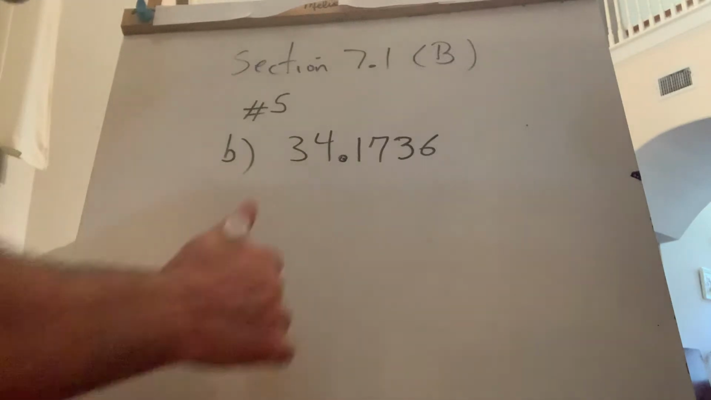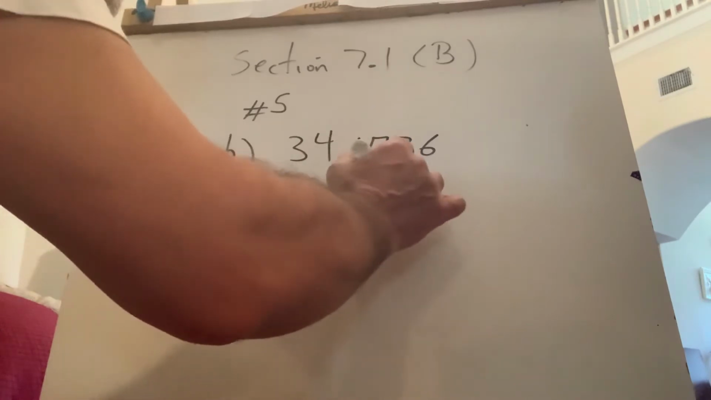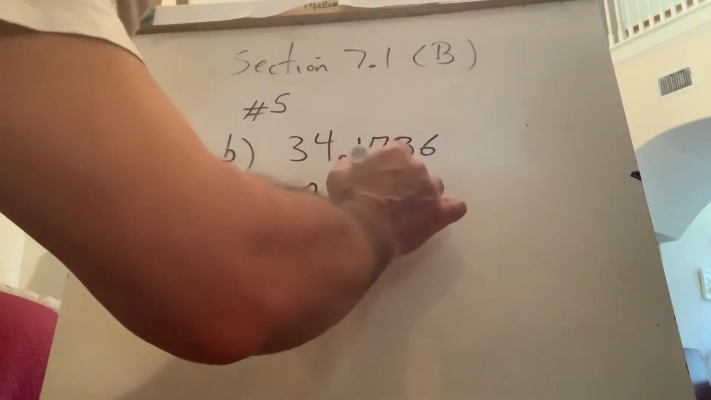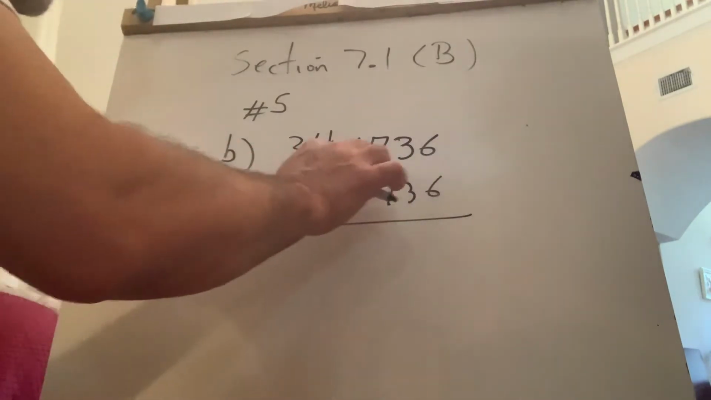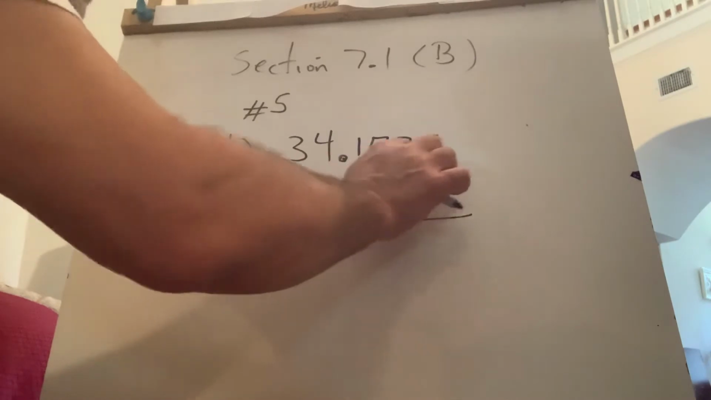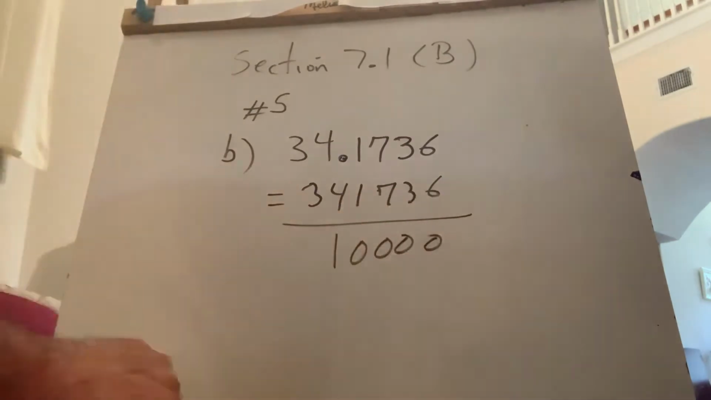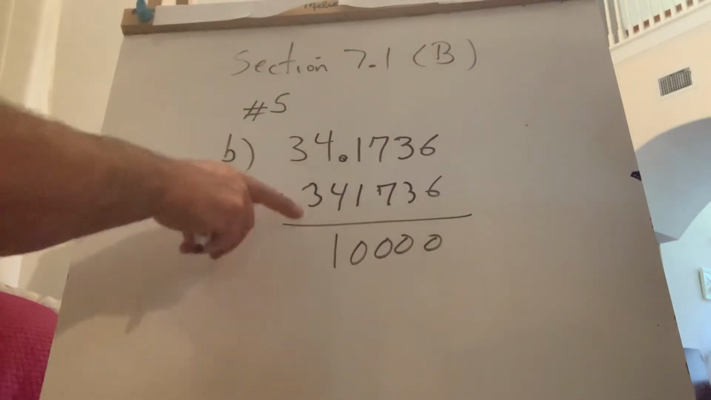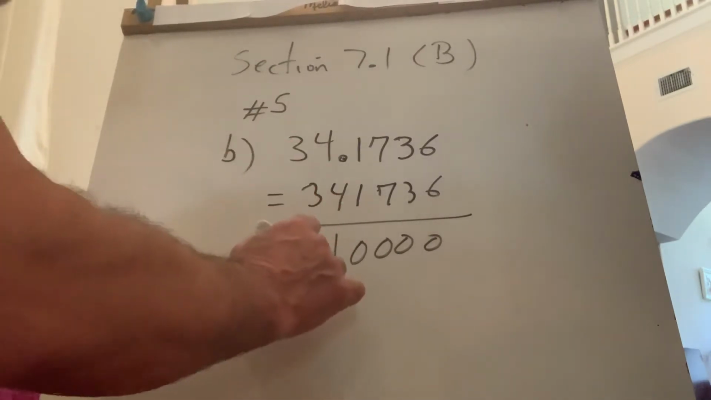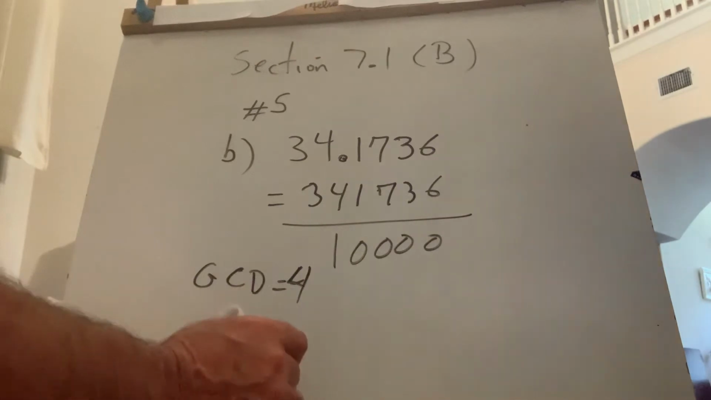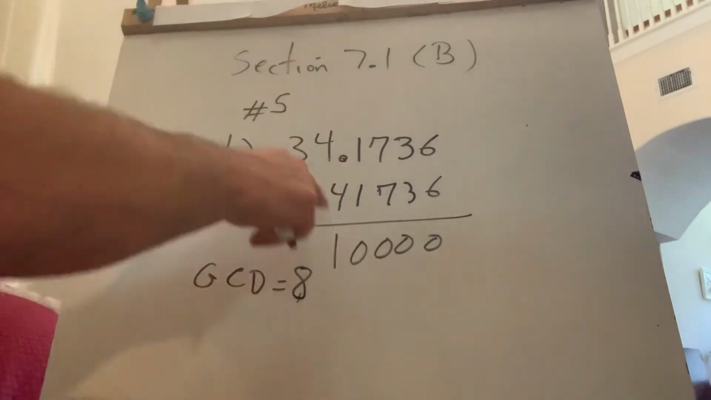So once again, we rewrite this as 341,736. Remember, we ignored the decimal point, but now we see how many decimal places we have: 1, 2, 3, 4, so it is divided by 10 to the 4th power, which is 10,000. That's how you convert from a terminating decimal to a fraction. Now, this can be reduced. The greatest common factor of these two numbers is 8.